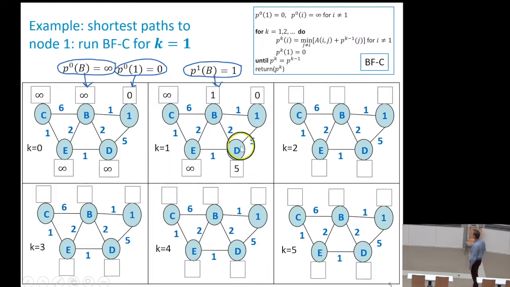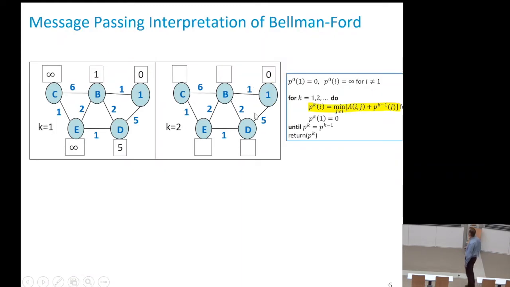Similarly, D will talk to all of its neighbors. It will talk to 1, which gives a distance of 5. It will take what B has, which gives infinite, and E also infinite. So the best distance is 5 at iteration 1. This is the state here. C and E will not improve because C will compare to their neighbors that all have infinite distances, so they still are infinite, and E and 1 does not change. So this is what we will have at this point here.